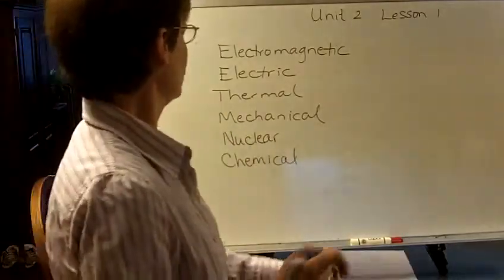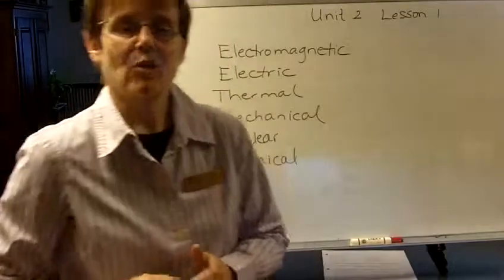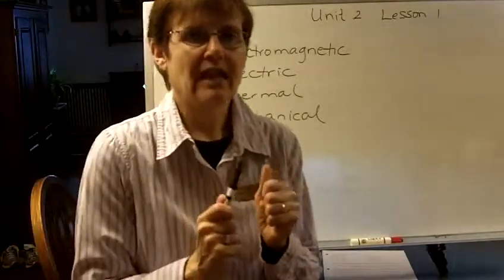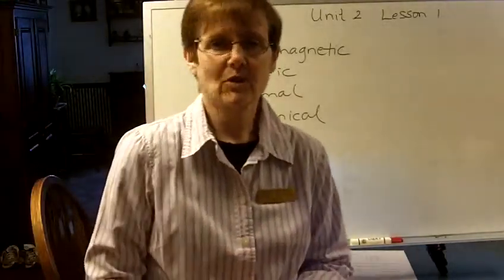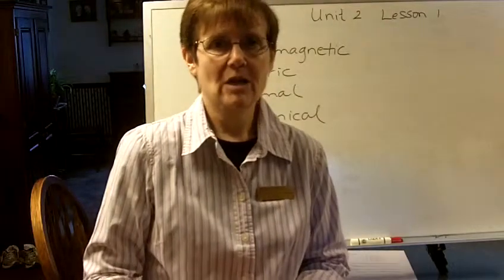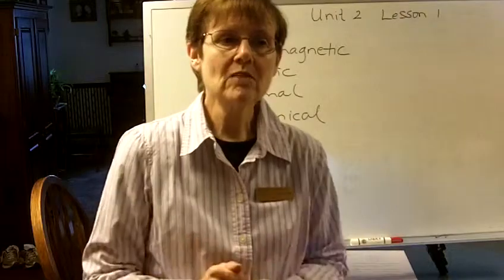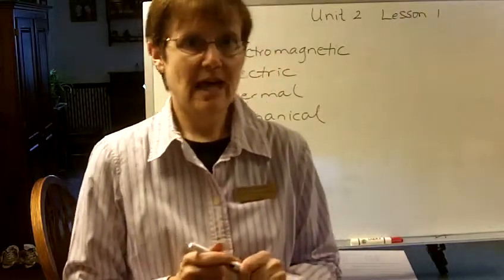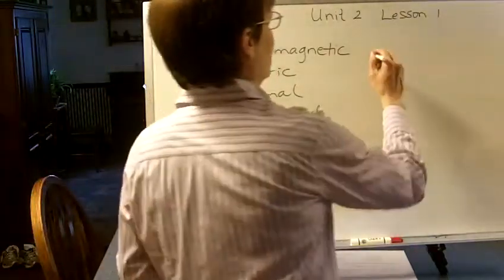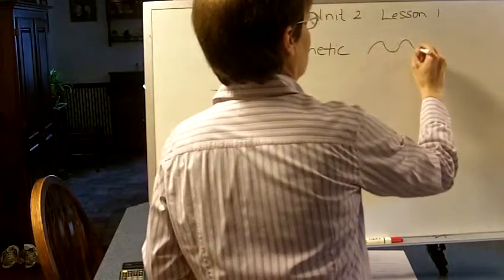All right, so that's the six forms of energy. So each one of those, let's talk about individually. Electromagnetic, you might not know this, but you're very familiar with electromagnetic energy because one kind of electromagnetic energy is light. So electromagnetic energy is always a wave.